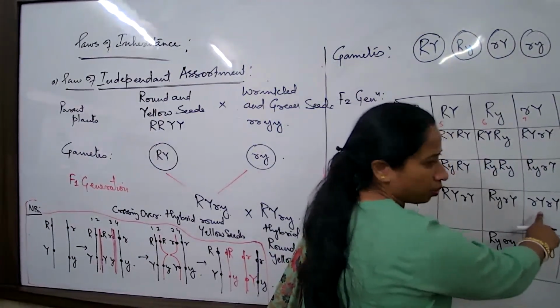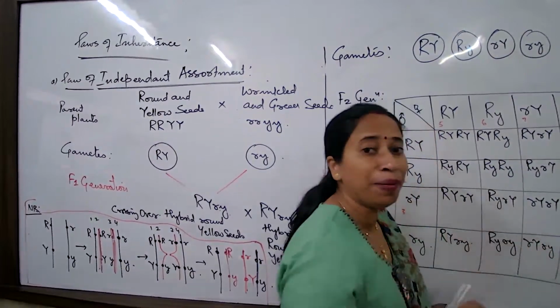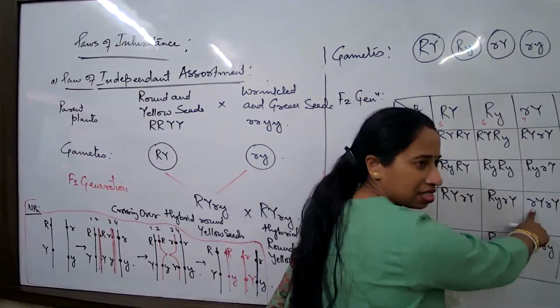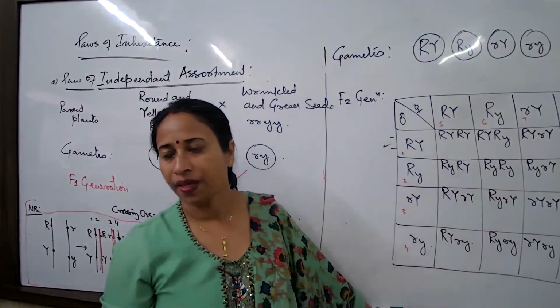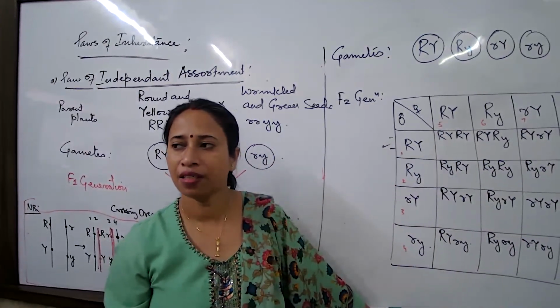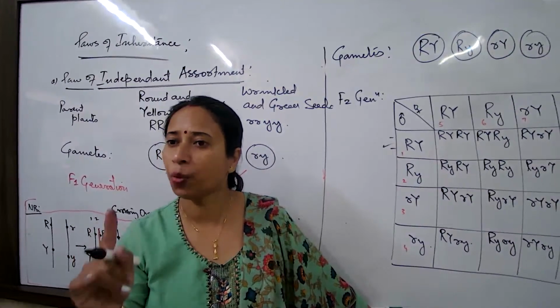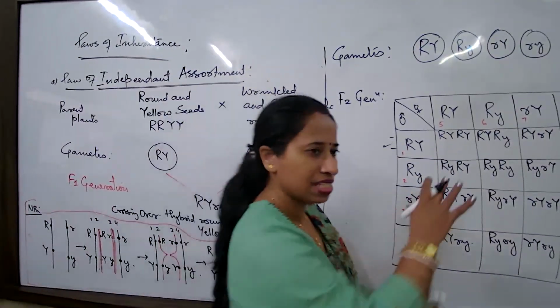Something like this. When will it be wrinkled? When it is something like this. जब कैपिटल R है ही नहीं. Then when will it be green? जब कैपिटल Y है ही नहीं. Then you tell me this.